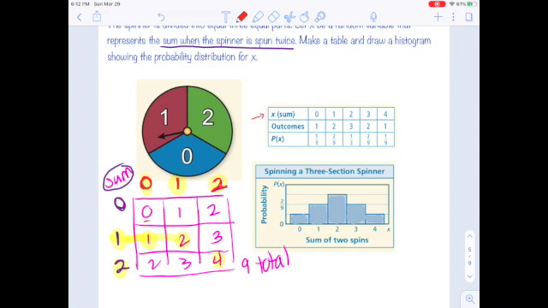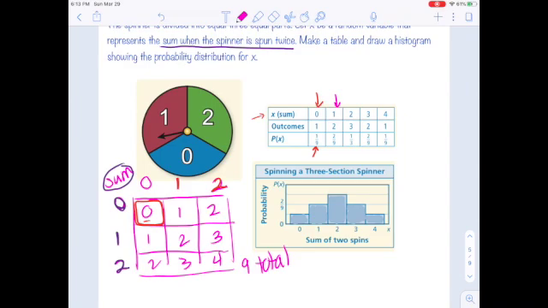So let's organize it. When x is the sum, you've got opportunities of getting 0 through 4. So fill that in as your x values, and then the outcomes you need to count. Count how many times did, let me erase a little bit. How many times did you have an opportunity to get a 0? That occurred 1 time, right in this box right here. Okay, so that occurred 1 time out of 9 would be the probability for getting a sum of 0.